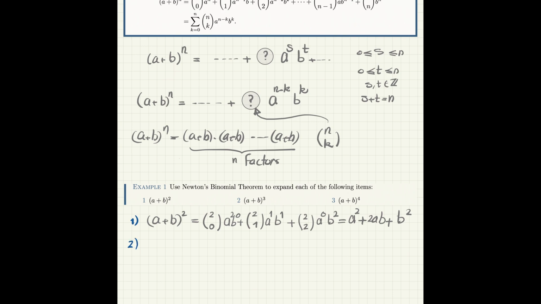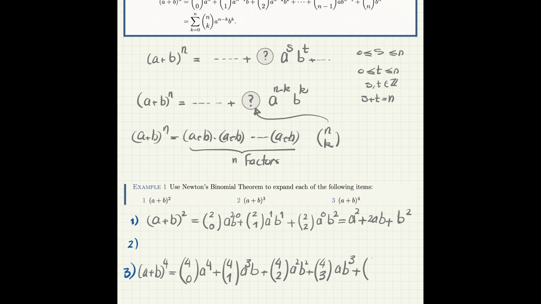So let me skip number 2. You can do number 2 yourself. Let us do number 3 here. So a plus b to power 4. So how should I write it? I start from 4 choose 0, a to power 4. The next one is 4 choose 1, a to power 3, but b. The next one is 4 choose 2, a to power 2, b2. The next one is 4 choose 3, a to power 1, b to power 3. And finally, 4 choose 4, b to power 4.